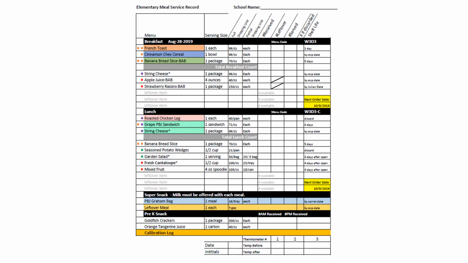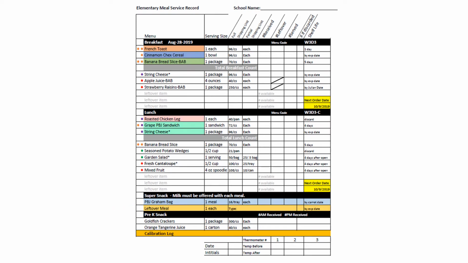In the Super Snacks section, the menu item is listed in blue. Any leftover Super Snack bags need to be recorded in the yellow section. In the Pre-K section, items listed are served together. Record the amount received for AM and PM classes.